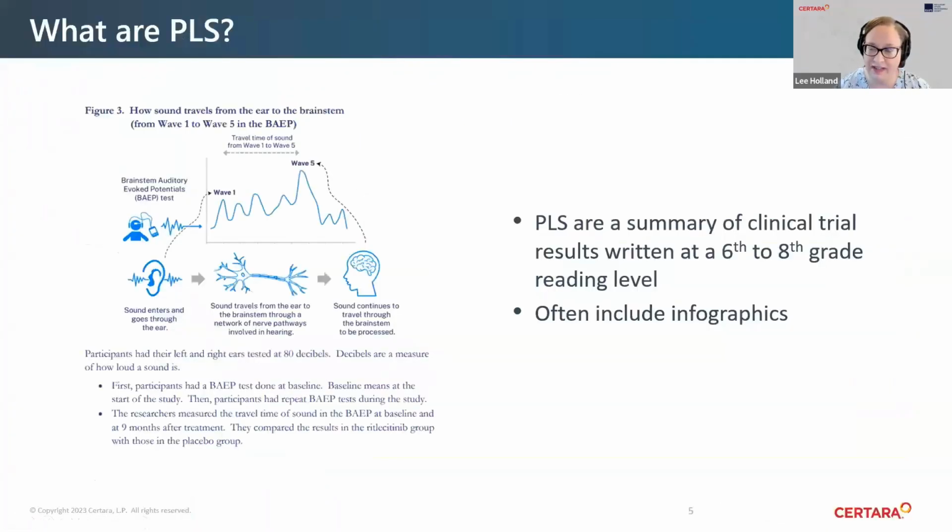So first, what are plain language summaries? Very simply, they are summaries of clinical trial results that are written up at about a 6th to 8th grade reading level. They often include infographics. Here's an example from one. As you can see, we have to tackle some pretty complex topics in plain language summaries. In this one, we're talking about how sound travels from the ear to the brainstem. And you can see that we use infographics, which often helps the general public understand some of these really complex topics that we have to discuss in these clinical trial summaries.